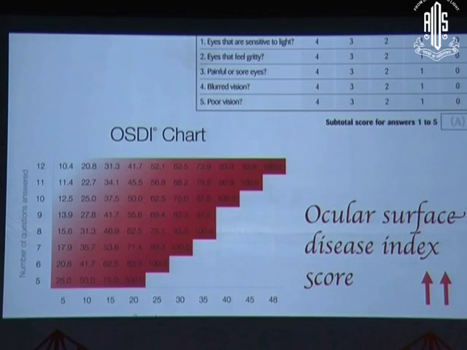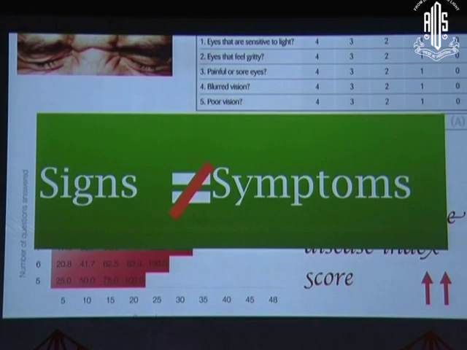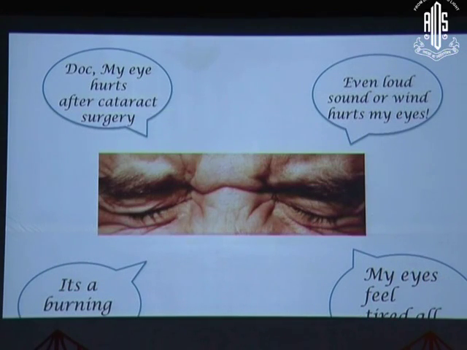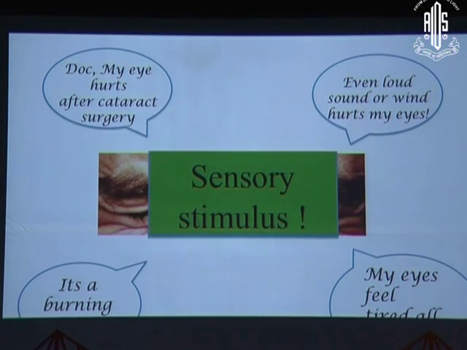These patients come to us with severe symptoms, and then you keep wondering, if the metrics are still normal, why are these patients experiencing symptoms? The Schirmer's is normal, the tear film breakup time is absolutely normal, so why are these patients experiencing symptoms? There is a certain cohort of patients which we call the atypical dry eye, where you do not know where the sensory stimulus is coming from.